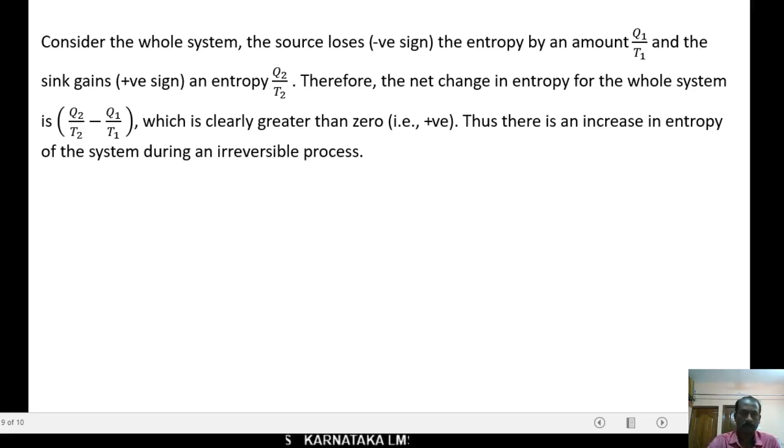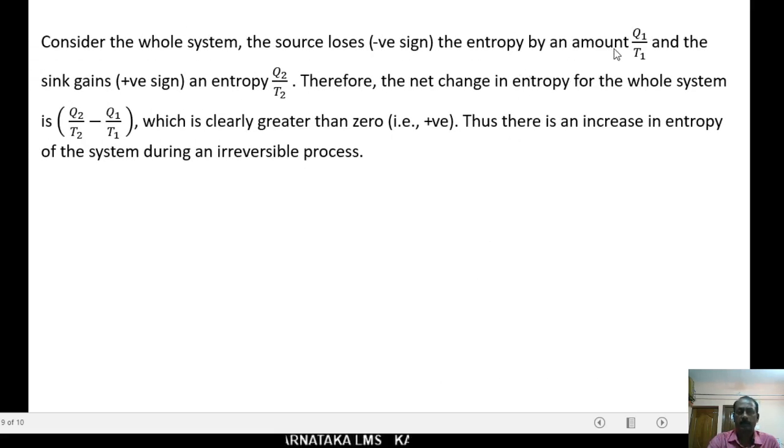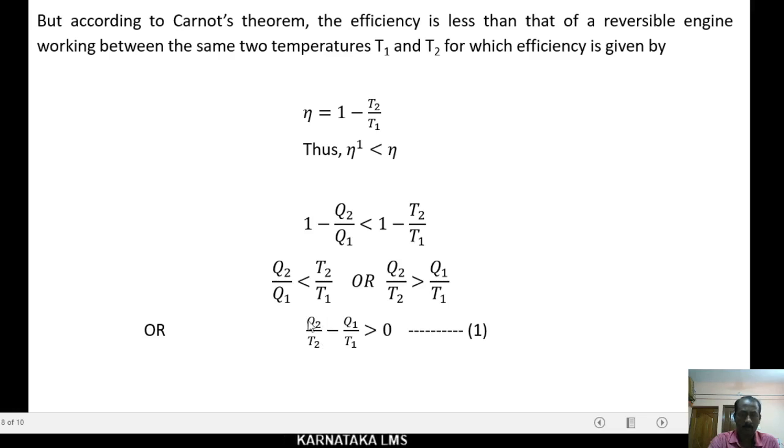Let us come to the conclusion. Consider the whole system. The source loses the entropy by an amount Q1 by T1. The source loses, that means negative sign. In the previous equation you had this one, minus Q1 by T1. It loses by an amount Q1 by T1, and the sink gains entropy Q2 by T2, positive sign. This is a positive term. This one is a negative term.